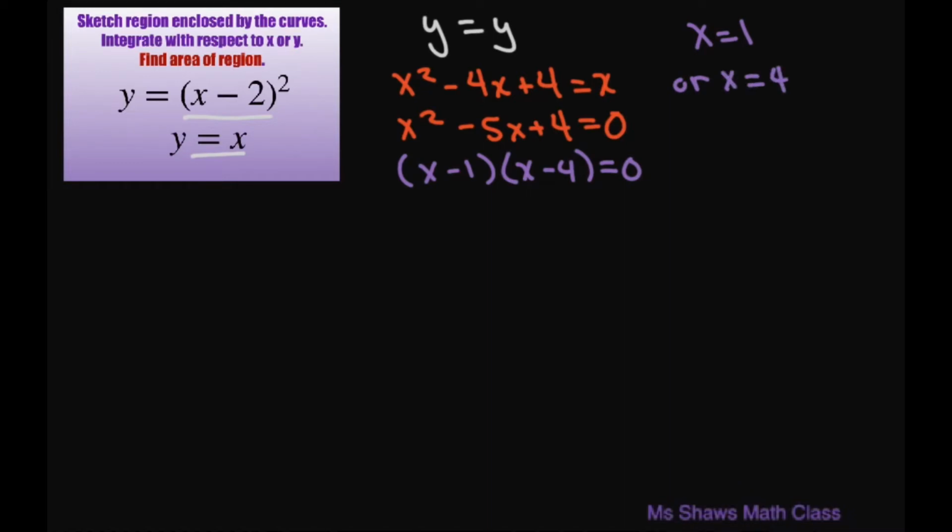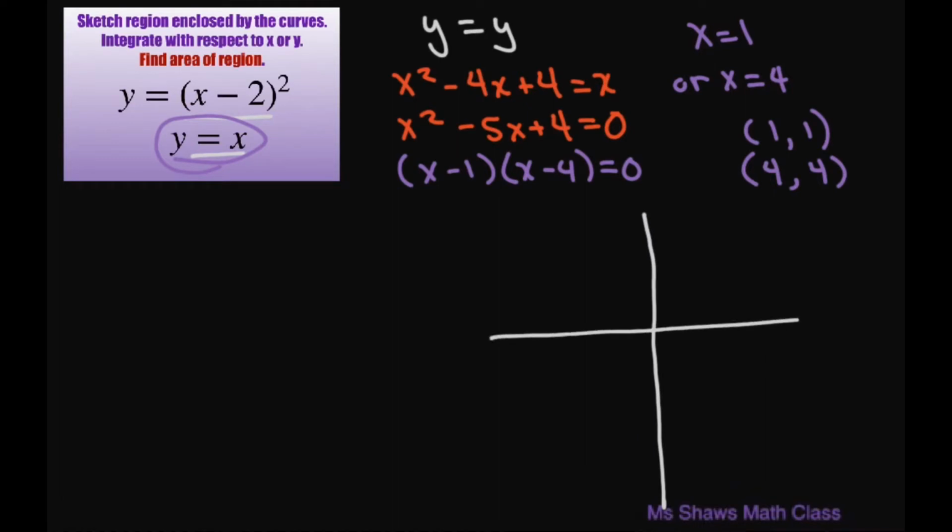Now, if x is 1, our y is also going to be 1. And if x is 4, our y is also going to be 4. So let's sketch the graph. All right. We have y equals x. So that's going to be just this line right in here.